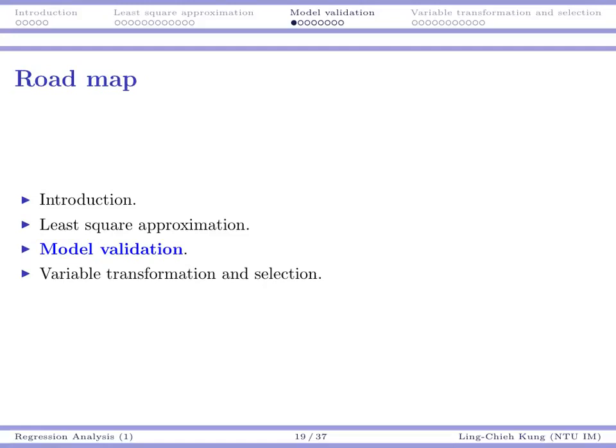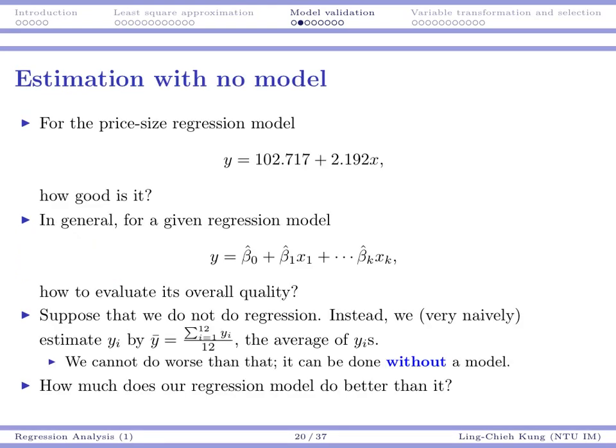Okay, so let's talk about some basic things we need to do to validate a given regression model. Recall our example. When we use only size to predict price, our regression model is this one. But when we add the number of bedrooms, we have another formula, right? So it must be the case that some formulas are good, some formulas are bad. Or say it in this way, in general, for a given regression model, how may we evaluate its overall quality?